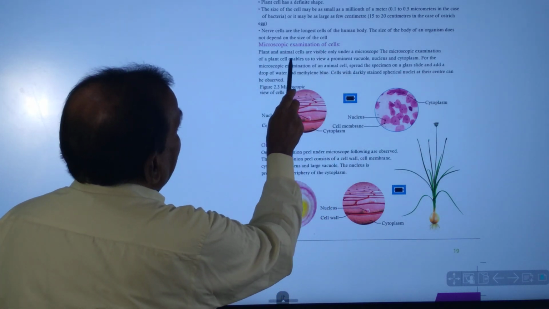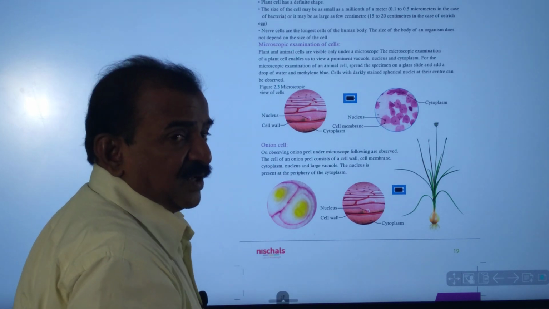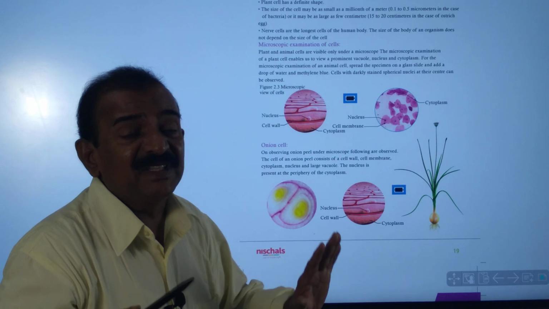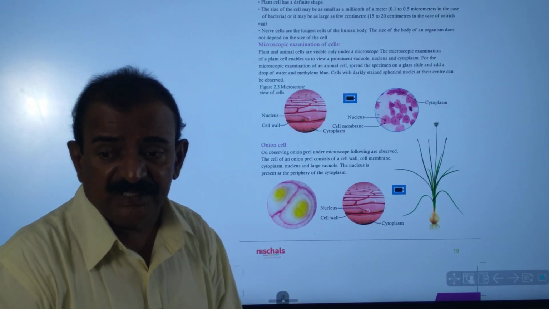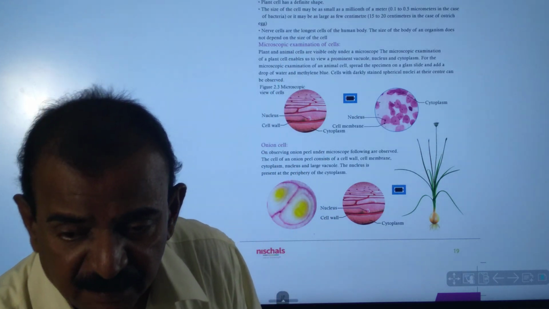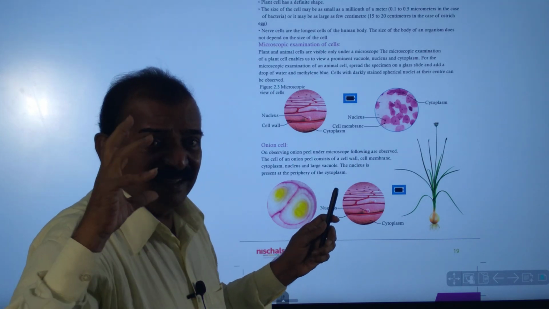Here, plant and animal cells are visible only under a microscope. Cells are not visible to our eyes, so they can be seen with the help of a compound microscope. So this is a compound microscope. Under this microscope we can see the presence of plant cells and also animal cells, but not with our naked eyes.